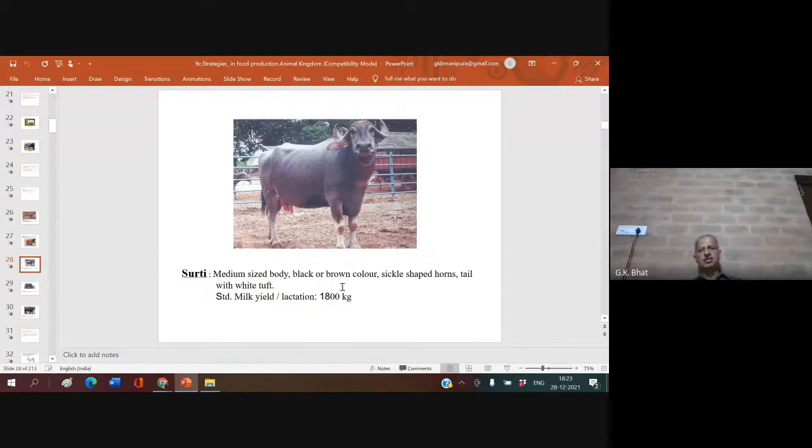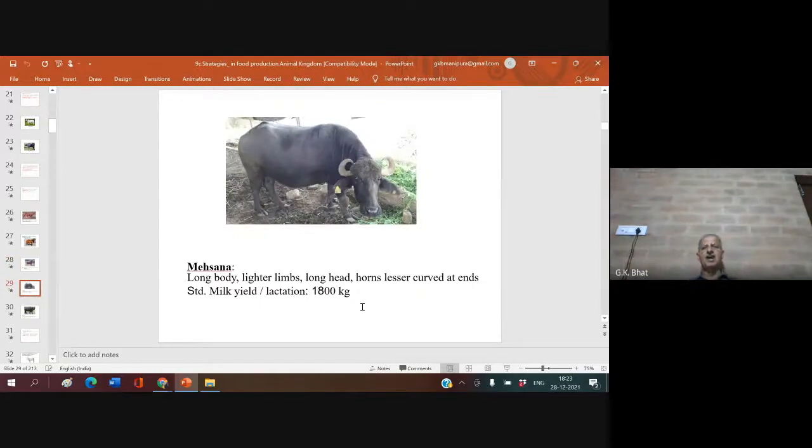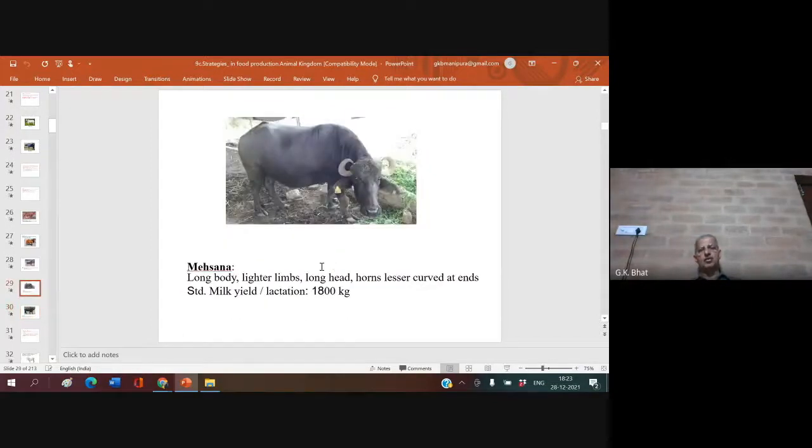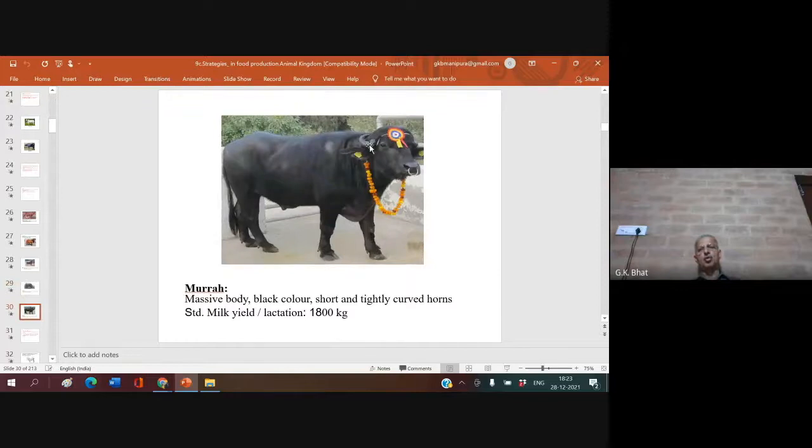And this gives the milk to the extent of 1,800 kg per lactation. Surti, this is also another milk breed. And this is the Mehsana. Look into the, again, curved horn. And it also gives 1,800 kg. And this, you see, Murrah. It is again the Murrah. Mehsana gives 1,800, Murrah also, somewhat O-shaped horn. It is curved like that, and it also gives 1,800 kg of milk.